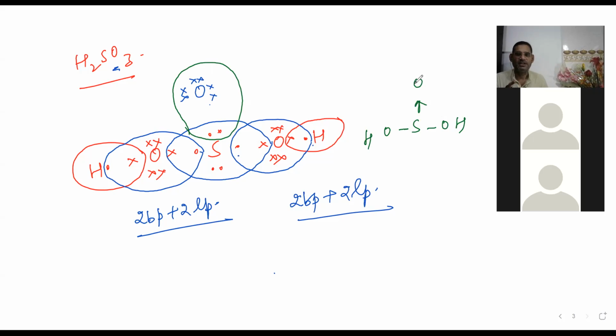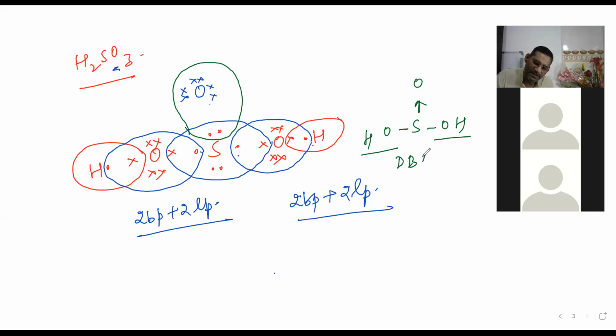After completing octet, as I already told you, no other bond can ever be formed except the coordinate bond, except the dative bond. So here a dative bond or coordinate bond is formed. Is it okay? See, this is a dibasic acid.